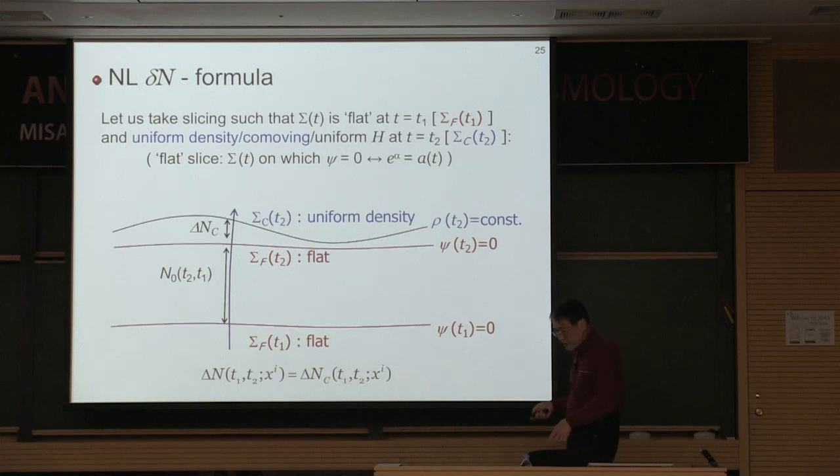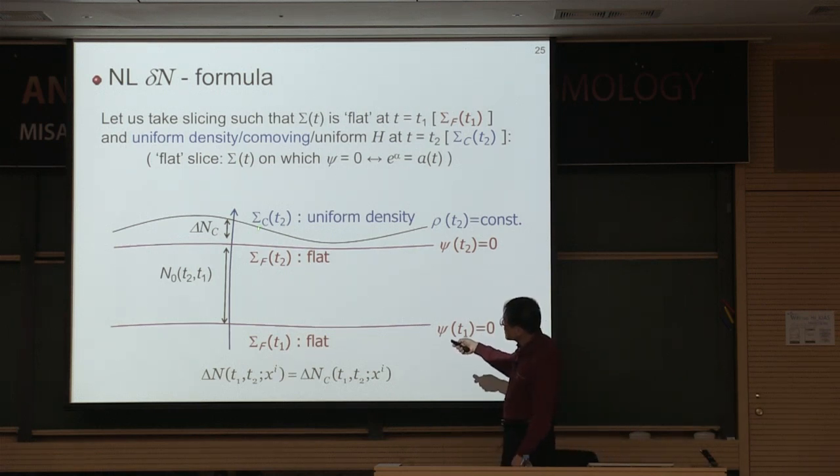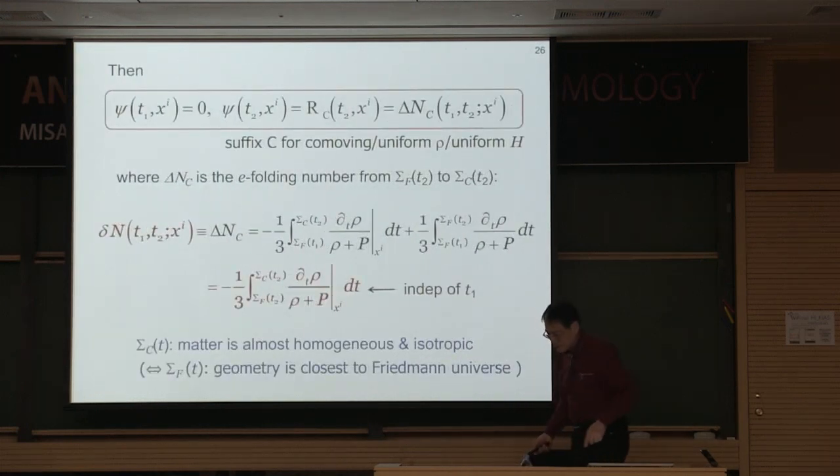But of course, computing this quantity at the end is a useless thing, because if you want to know this, then you have to evolve everything, and then you get back to the standard good old problems. But the whole point is, you can compute this from the contribution of the initial flat slice. So now, as I said, the nonlinear curvature perturbation, the delta N formula, is simply given by this formula, where you take the initial slice to be flat and the final slice to be uniform density.